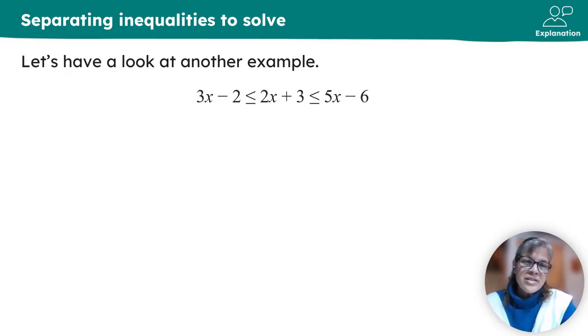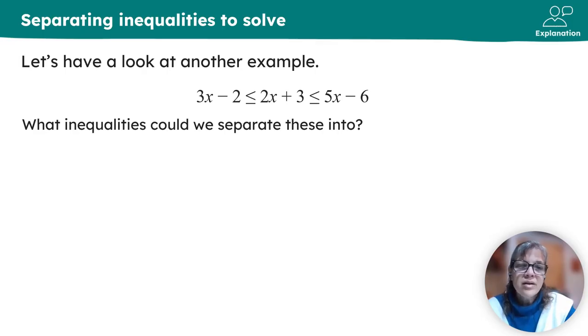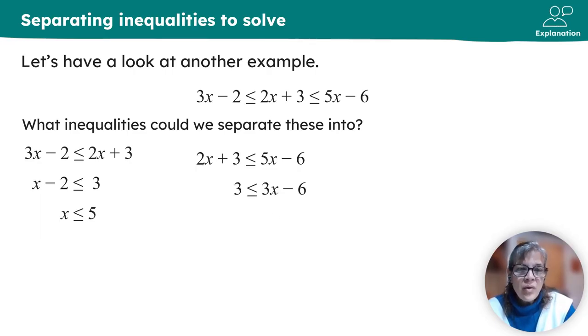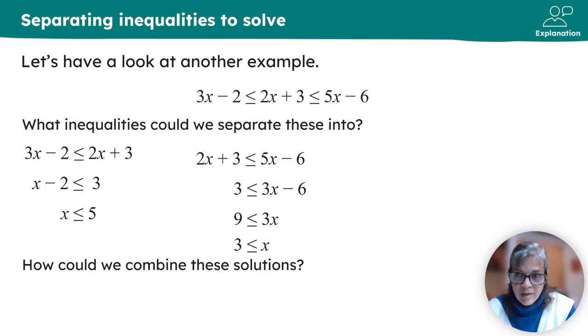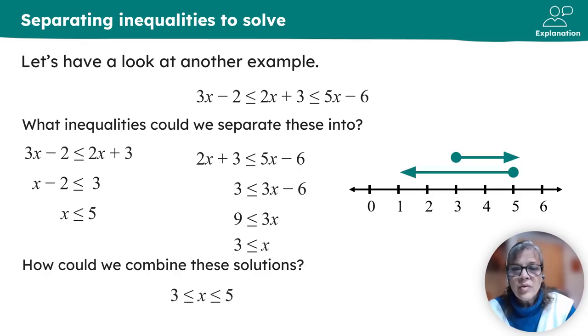Okay, let's look at another example of these. I don't know if you've done many of them, but you could try this one. So we separate these into two inequalities, and then we go ahead and solve them, and we end up with x is less than or equal to 5, and x is greater than 3. So if we combine these, we can see that they have a region between 3 and 5.